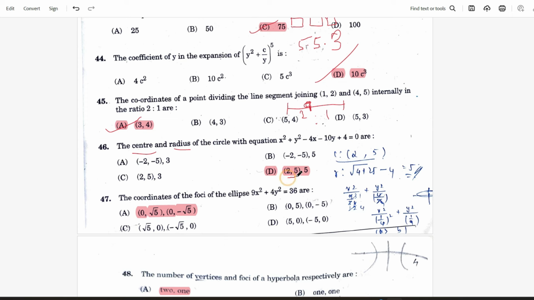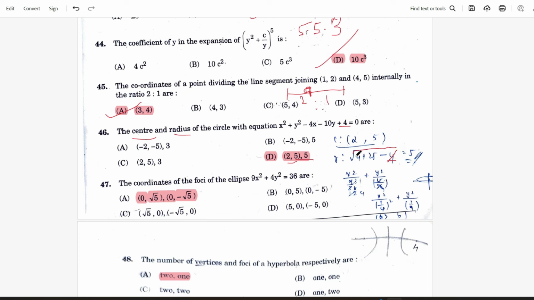So 2 comma 5 is the center, and for the radius, root of g square plus f square minus c, that is 4 plus 25 minus c, where c is minus 4. So root of 25 plus 4 minus 4. The 4 and minus 4 cancel, so root 25 is 5.